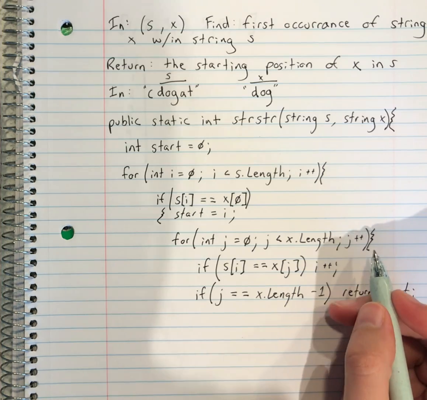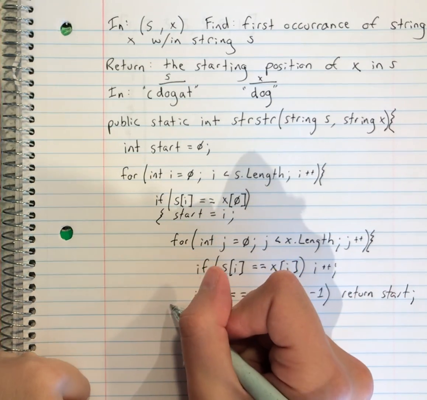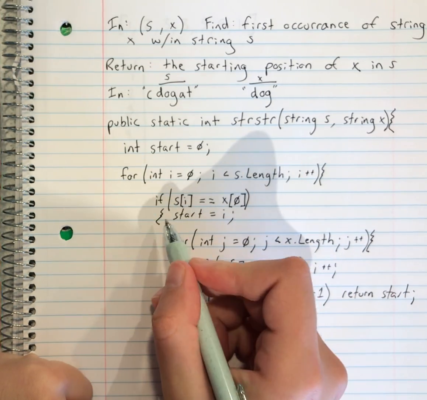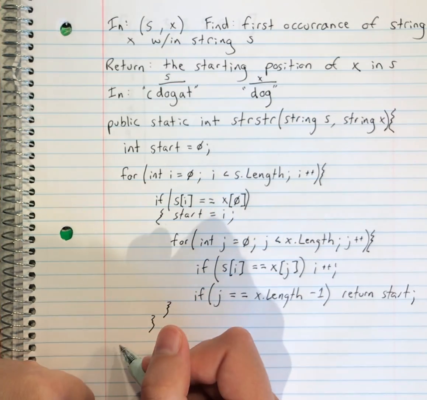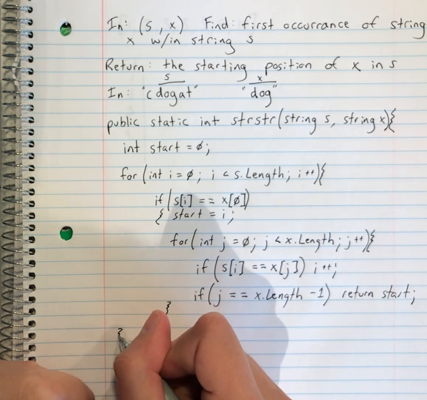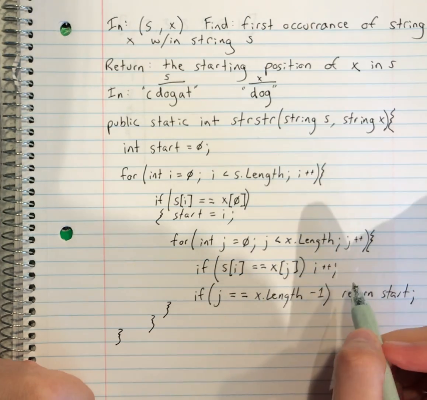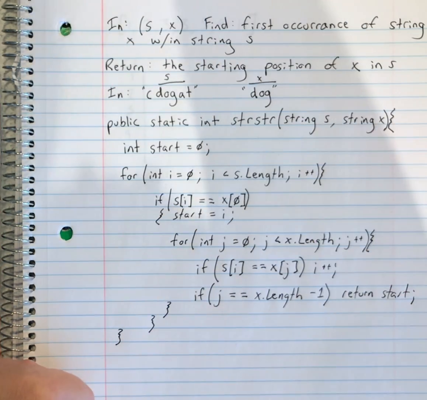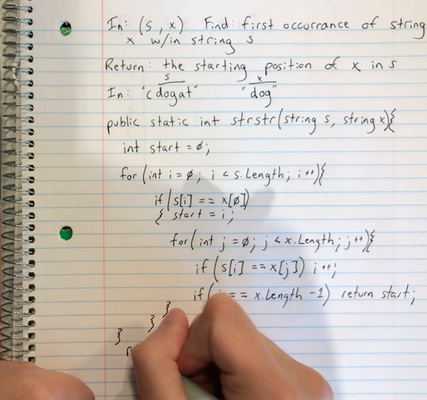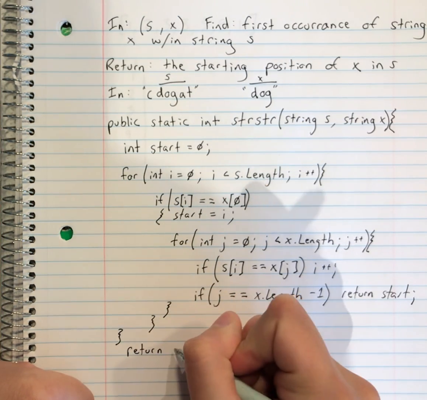And I need to close off this for loop, close off this if, close off this for loop. And if we have never found string x within string s, those kind of sound similar, then I'm going to return -1.